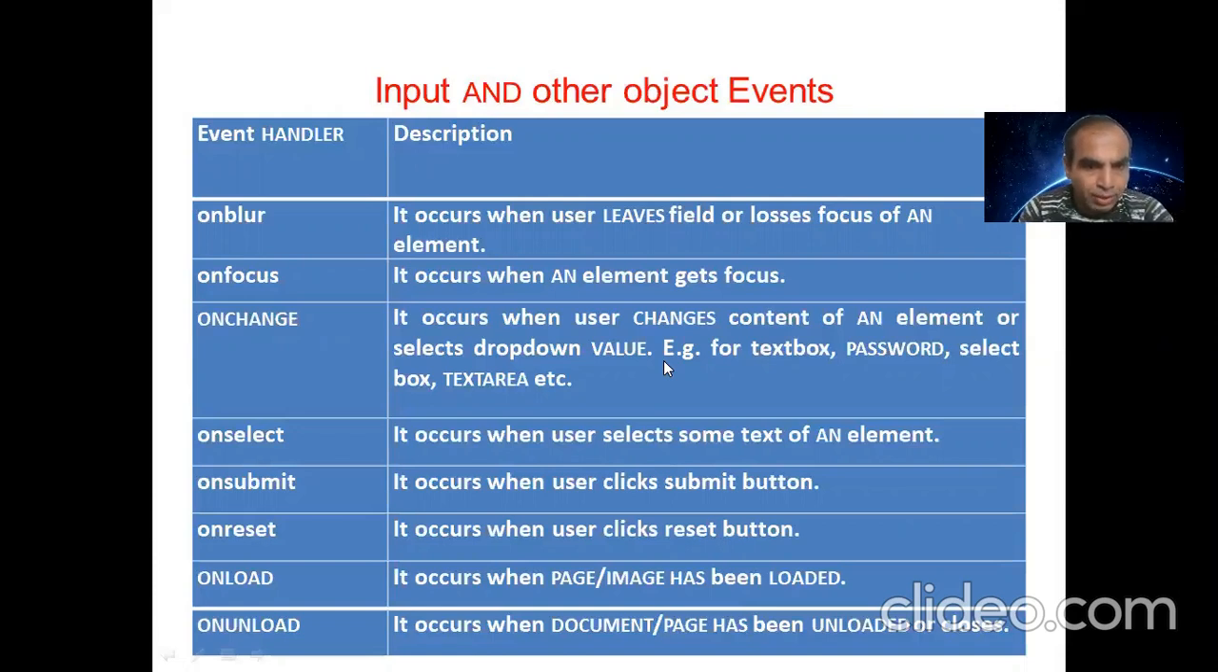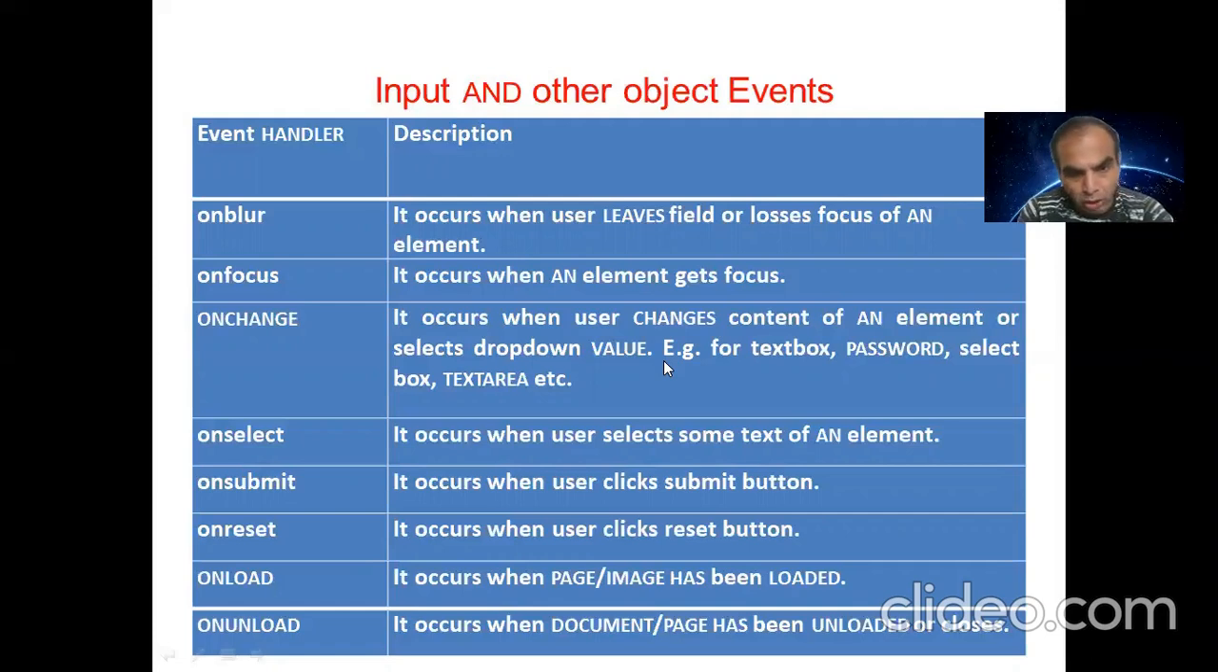On select occurs when the user selects some text of an element. We select the text, for example when we copy text from one text box to another, and at that time it occurs. On submit occurs when the user clicks the submit button. On reset occurs when the user clicks the reset button. In a form, we create separate buttons: the submit button, which is used to send the data to the server, and reset, which clears the content of the form. So those two separate buttons have separate event handling.